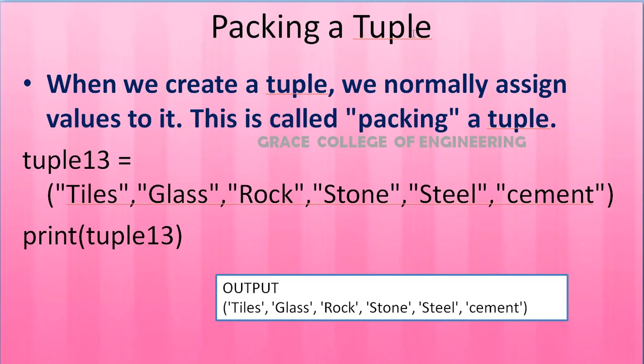Then packing a tuple. Packing a tuple means when we create a tuple, we normally assign values to it, right? That is a simple concept. That is called packing a tuple. Here you can see the tuple variable tuple 13, which is equal to tiles, glass, rock, stone, steel, cement. And print tuple 13. So the output is tiles, glass, rock, stone, steel, cement. This is packing a tuple.